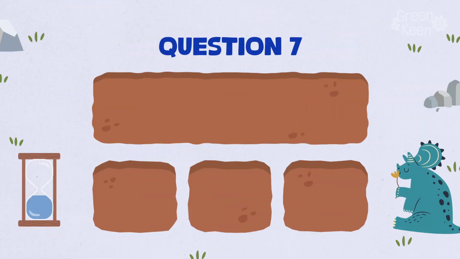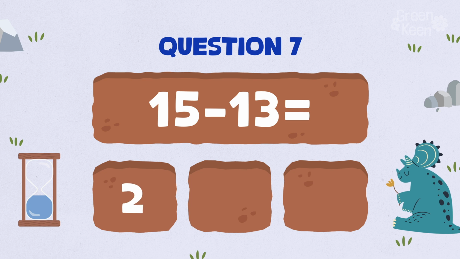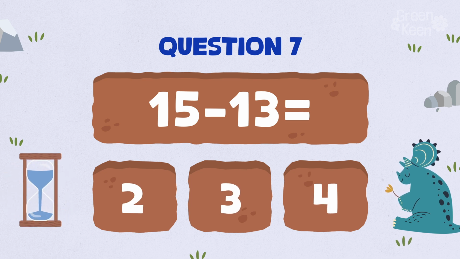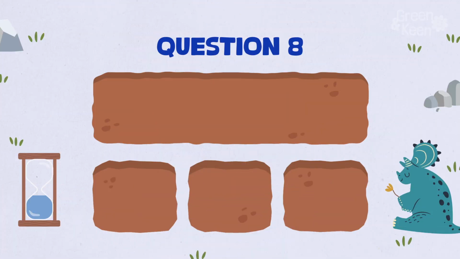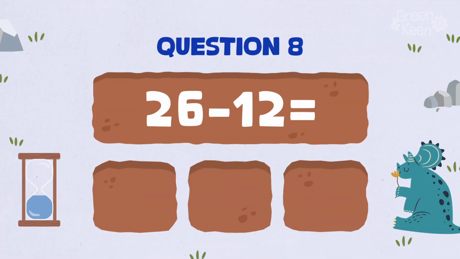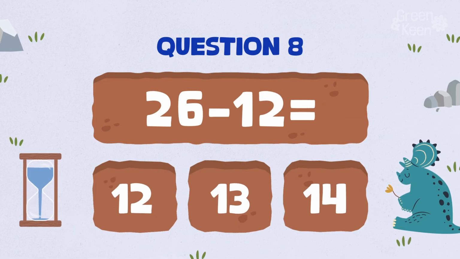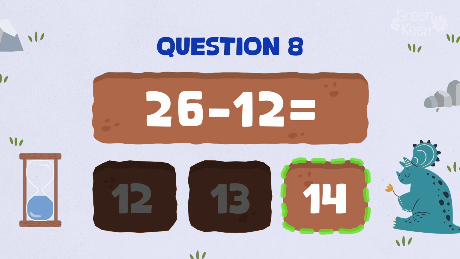Question number 7. 15 minus 13 equals... The answer is 2. Question number 8. 26 minus 12 equals... The answer is 14.